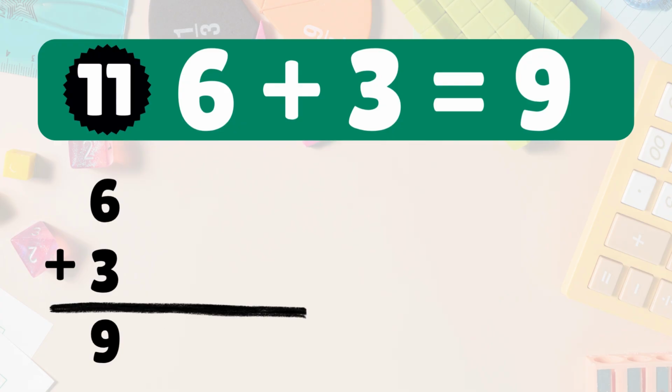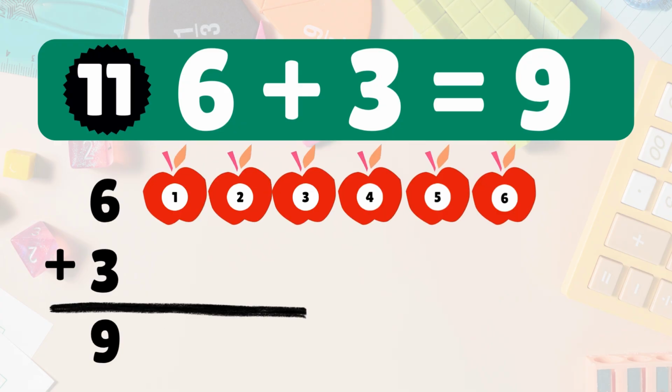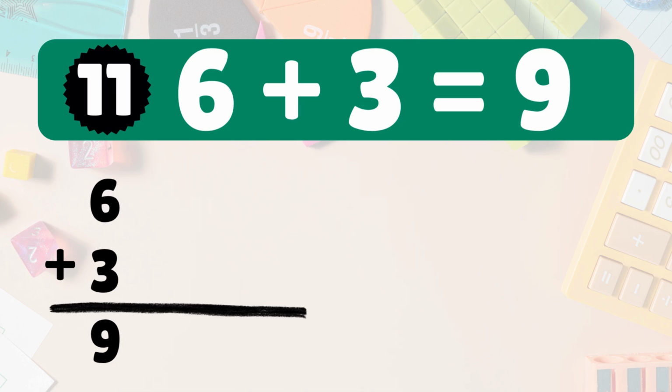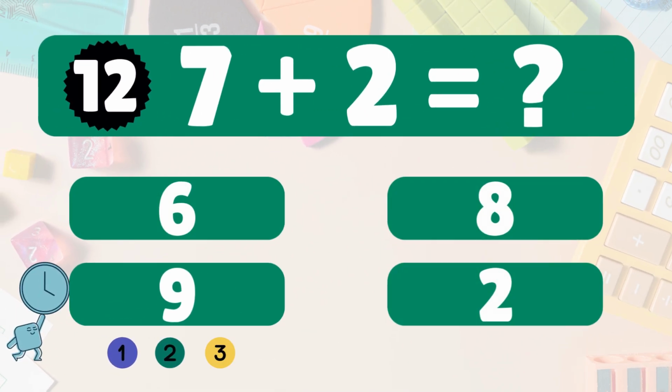6 plus 3 is 9. We start with 6 apples. Add 3 more. Now count them all. 1, 2, 3, 4, 5, 6, 7, 8, 9. So 6 plus 3 is 9. You're on a roll. Next, 7 plus 2 equals what?